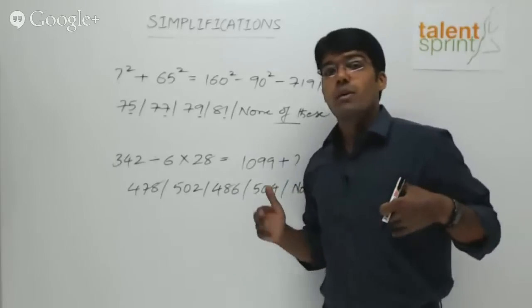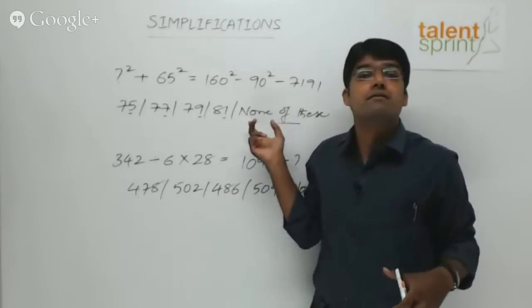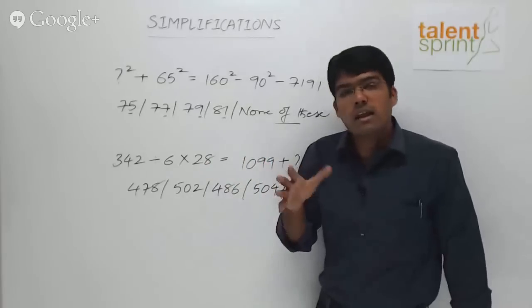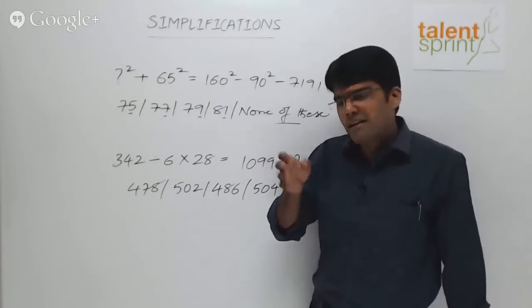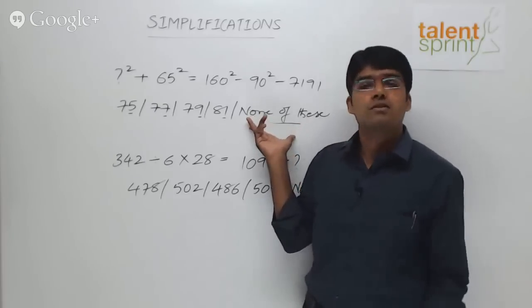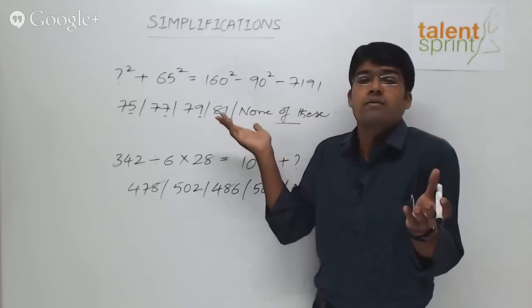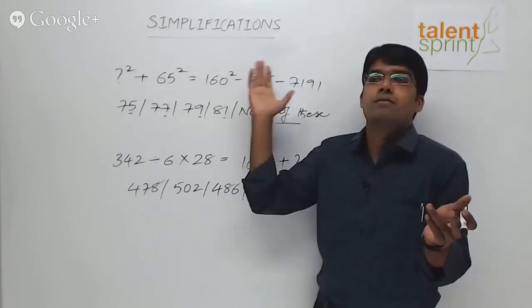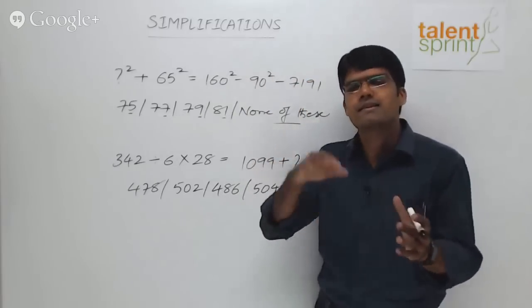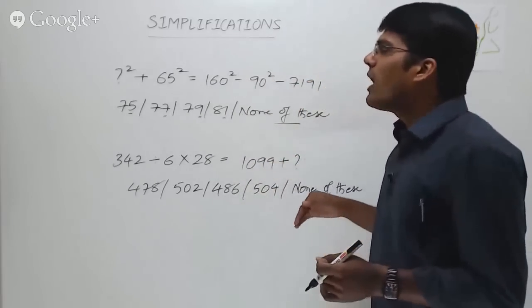Now you may wonder, how do we avoid none of this? Even none of this may be correct. Yes, you are right. None of this may be correct. But then, if at all, let's say in the exam, the fifth option is also given as some value, then you can obviously go for the unit space method instead of doing the complete calculation. Right? Let's look at this.